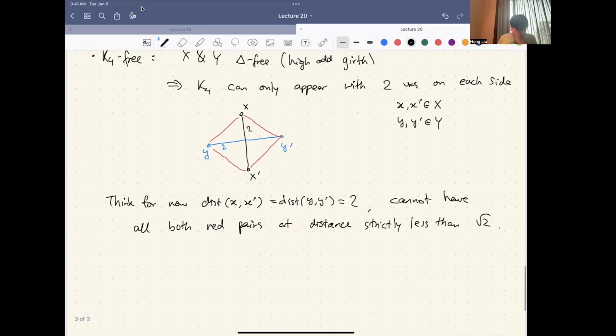Let's see some details. Any question about the sketch?